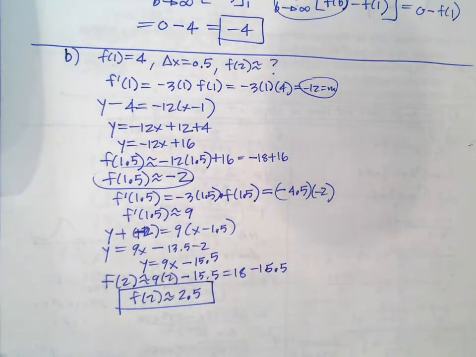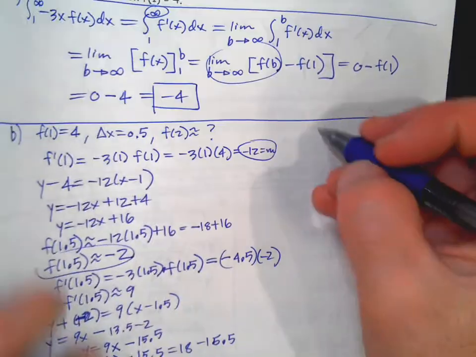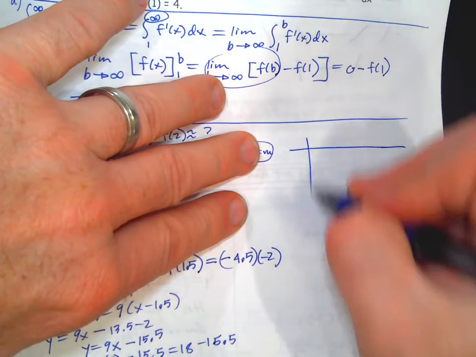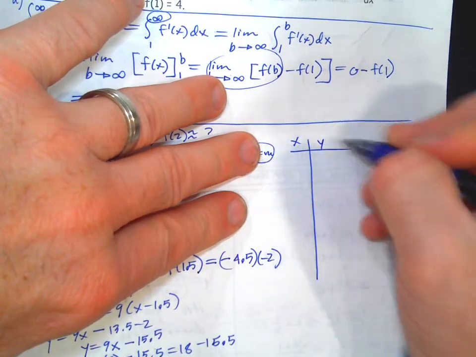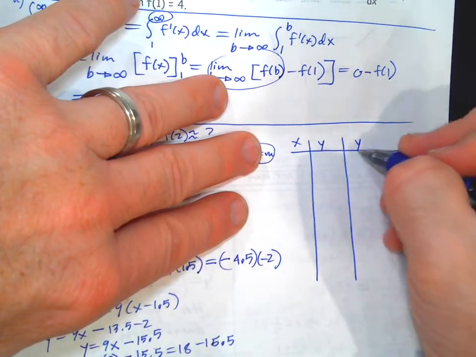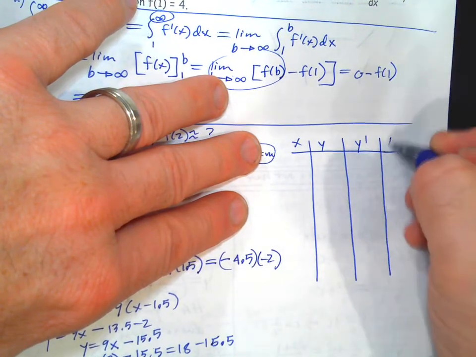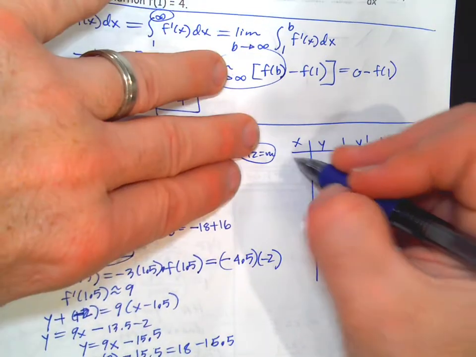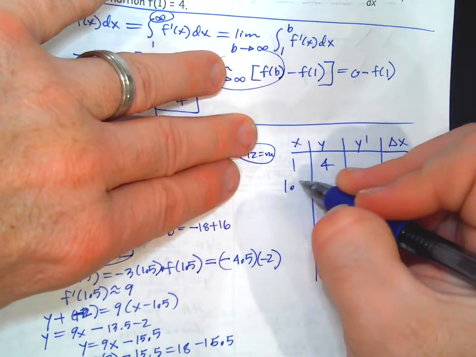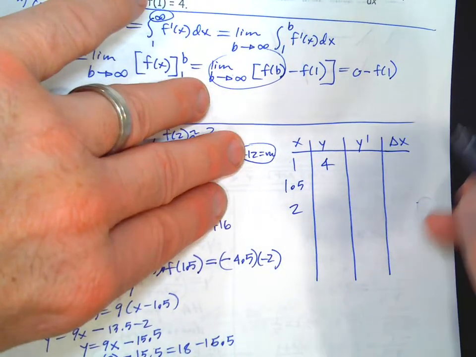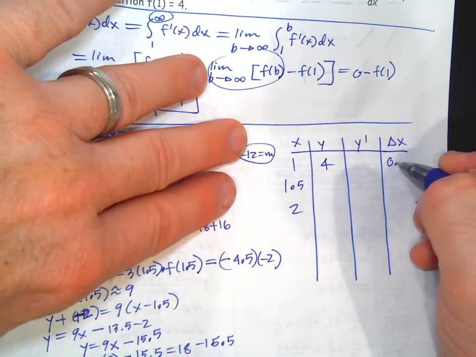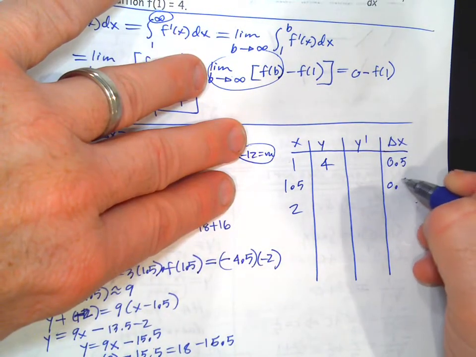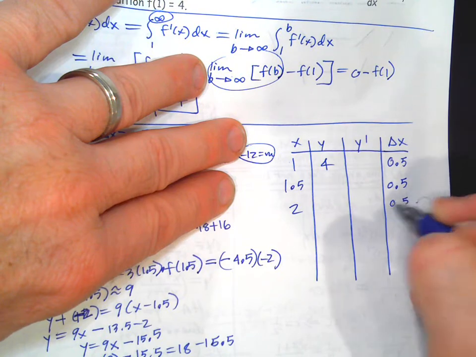So that is Euler's method. We could do the table if you want. I'm a little sketchy about doing this on a free response problem, besides if you feel confident in doing it or not. So we're starting at 1 comma 4, then we're going to 1.5, and then we're going to 2. Delta x is 0.5 each time. Don't need it for the last step.